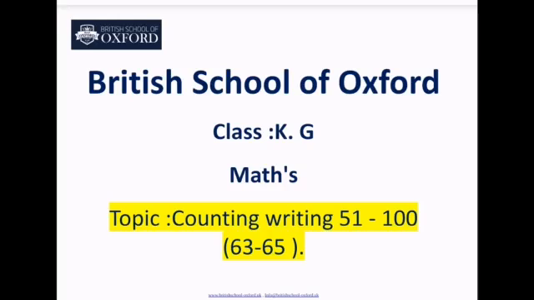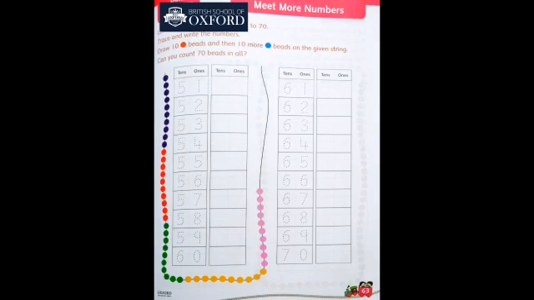This is your maths class and today your task is to write numbers 51 to 100. Let's see on your book page. Here you can see numbers given, 51 to 70. So you have to trace these numbers. You have to write these numbers.